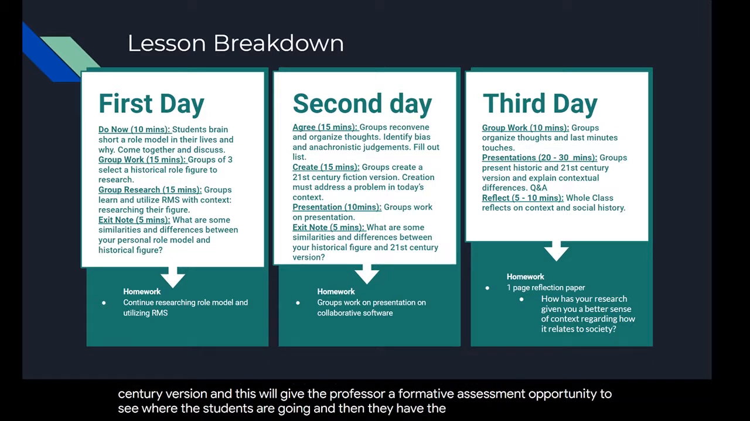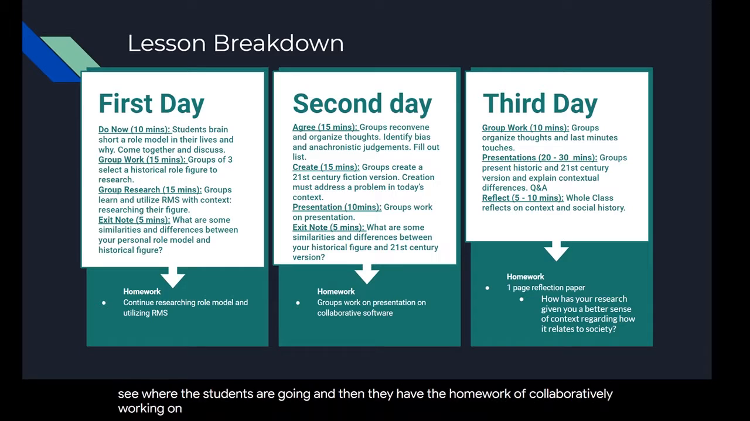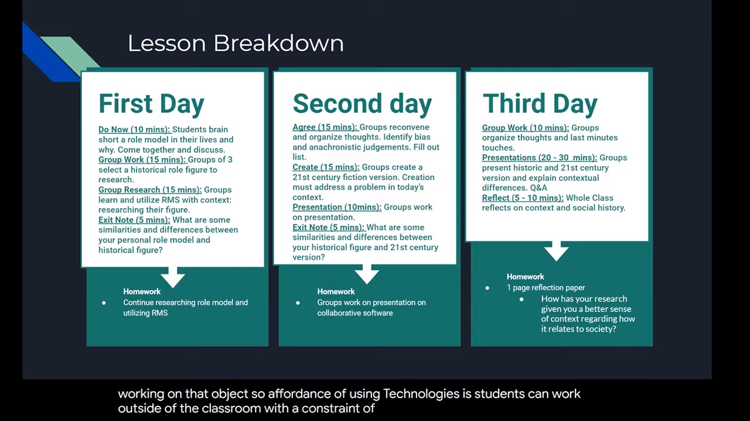And then they have the homework of collaboratively working on the project. So an affordance of using technologies is students can work outside of the classroom with a constraint of 45 minutes together and sharing their ideas on one project so that it has a clear goal.